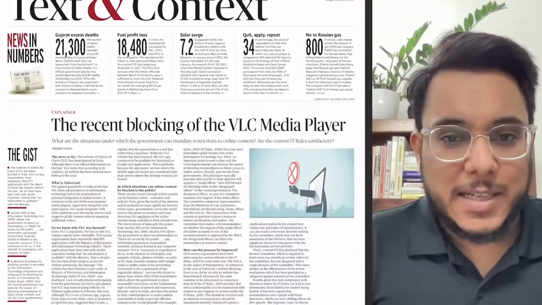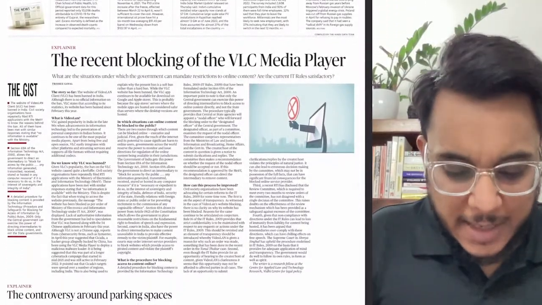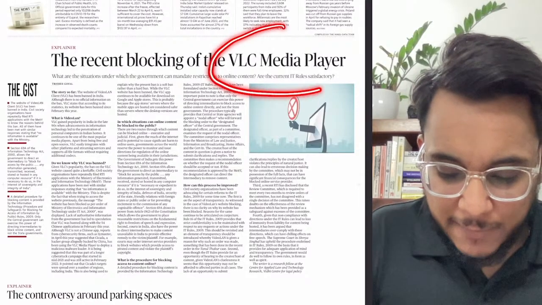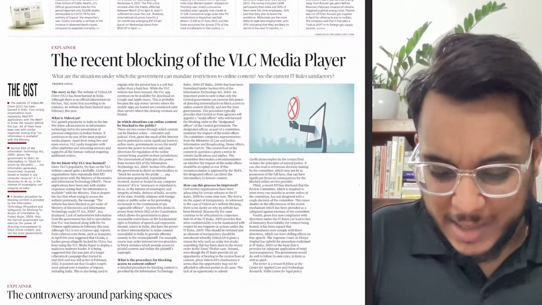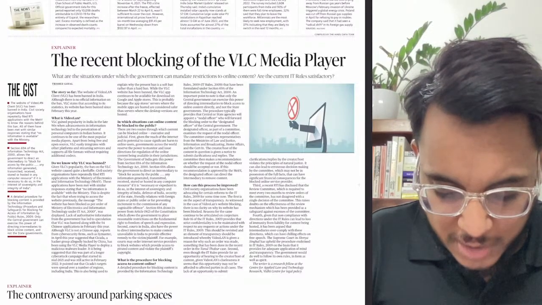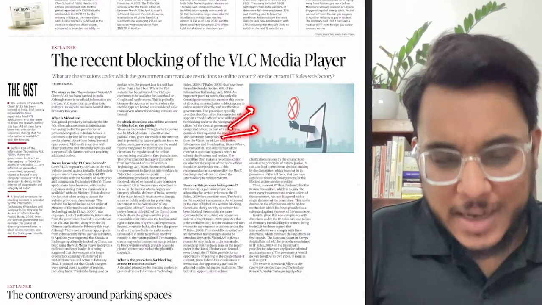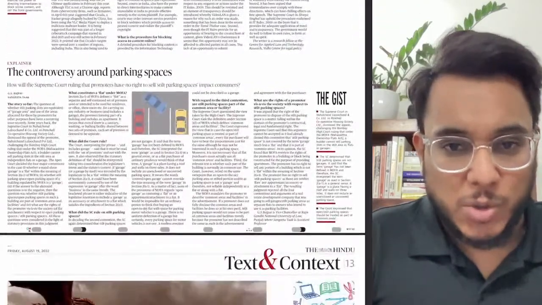Then coming to the Text and the Context page. So guys, on the Text and the Context page today, the first article is talking about the blocking of the VLC media player. So guys, the VLC media player has been blocked in India. Now guys, with respect to the UPSC examination, fine, no important issue is there, what this VLC media player is and all those kinds of things.